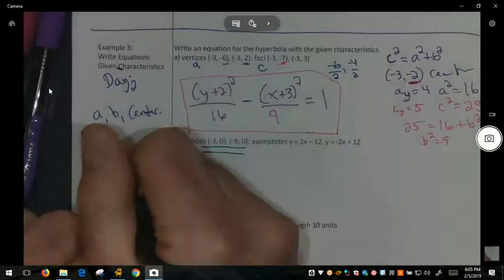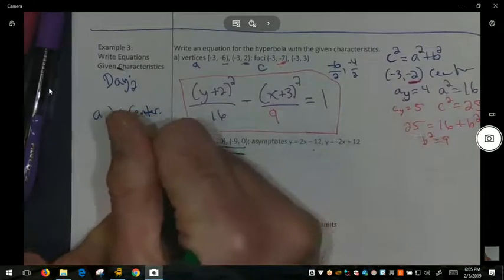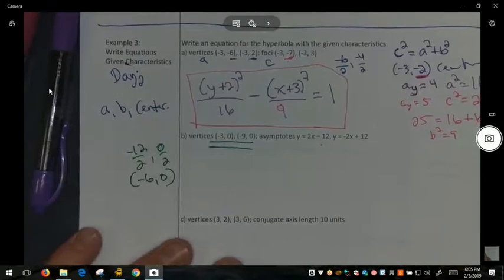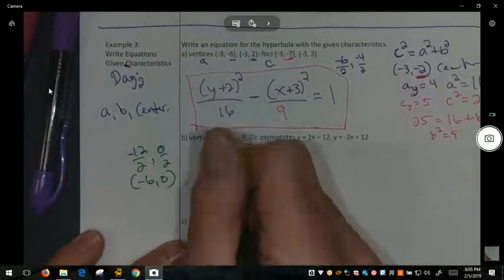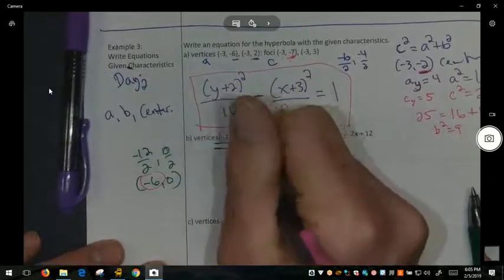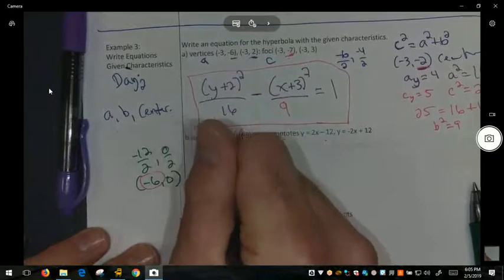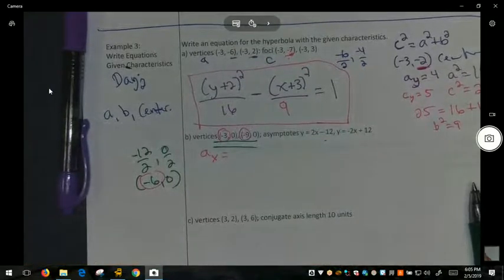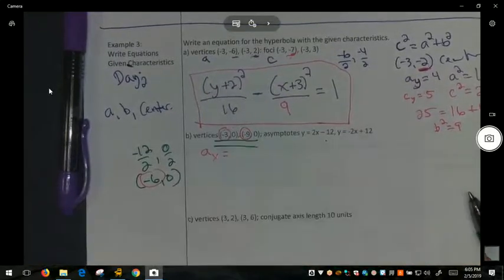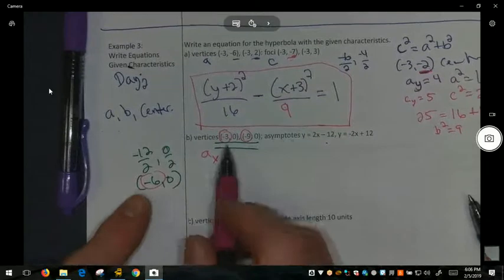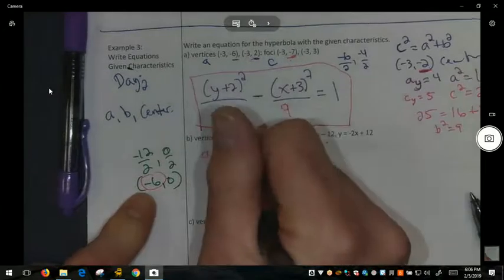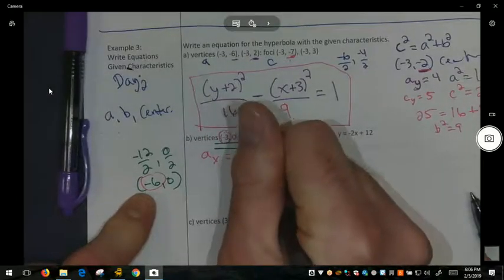Negative 3 plus negative 9 is negative 12 over 2. 0 plus 0 is 0 over 2. So our center is negative 6, 0. It is the x-coordinate that is changing as I look at the vertices and the center. So I know that a will change and it'll be under the value of x. That means the x term will come first. And in the previous one, a changed with y, so the y came first. To go from negative 3 to negative 6, it's a difference of 3 units. Also from negative 6 to negative 9, a difference of 3 units. So a squared is 9.